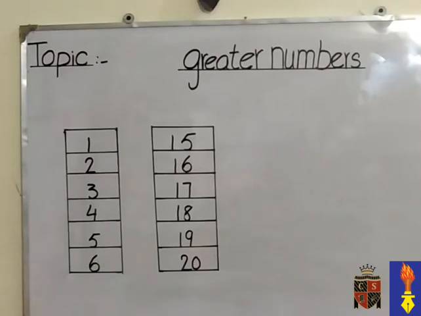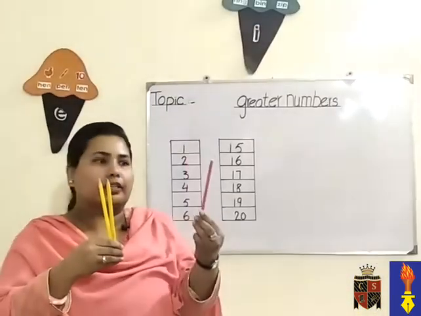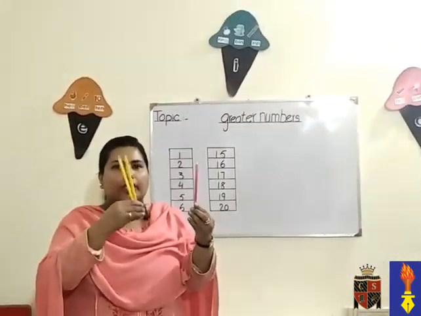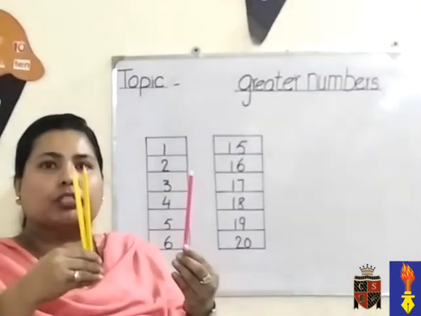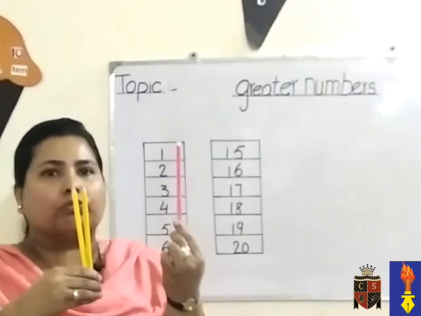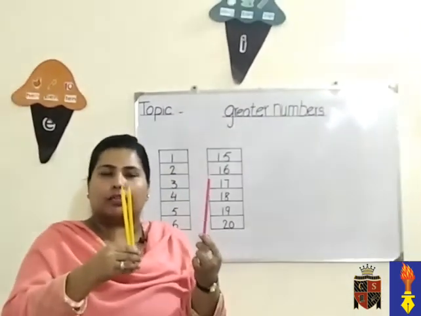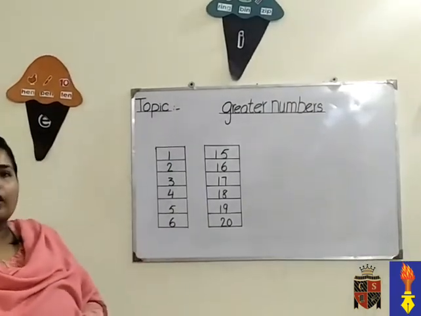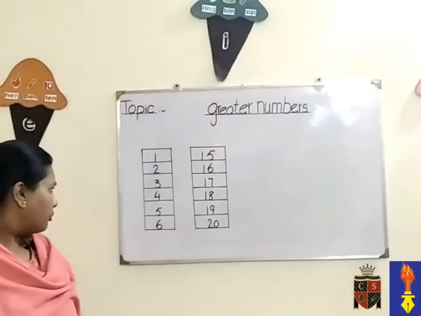Okay, now I'll show you. I have 2 color pencils, yellow, and 1 in pink. So which is the more one? 2 is more. So it means 2 is greater than 1. More is called a greater number.